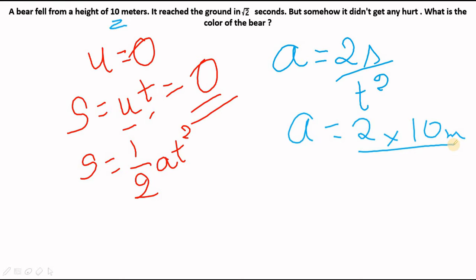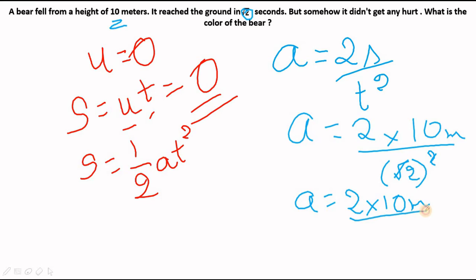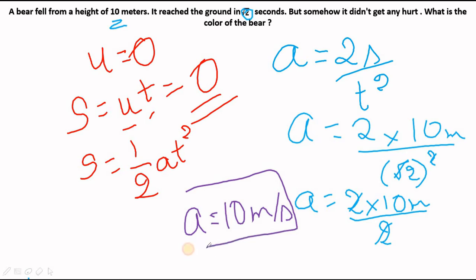So what is t here? It's root 2 seconds. So root 2 whole square. Then a would be, of course, you know that the square and root get cancelled. So it would be 2 into 10 meters by 2. So here 2 gets cancelled and we finally remain with a is nothing but 10 meters per second square. So we got the acceleration as 10 meter per second square.